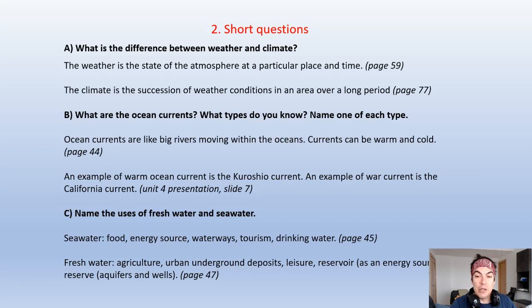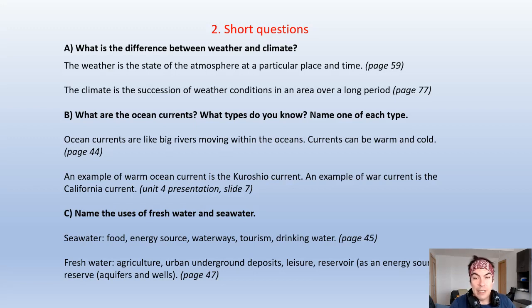And then you have to name one of each type. To do this, you have to look at an ocean currents map. I think there's one in the book, but I wasn't able to find it. I think one student showed me one in the book some time ago, but I couldn't find it. So you can use the one I showed you in the presentation of unit 4, okay? Or you could look at it on the internet.